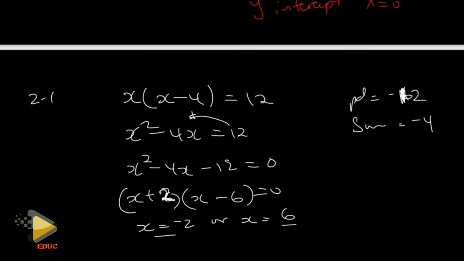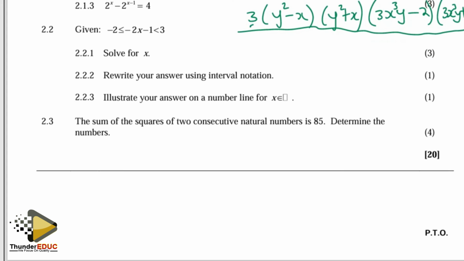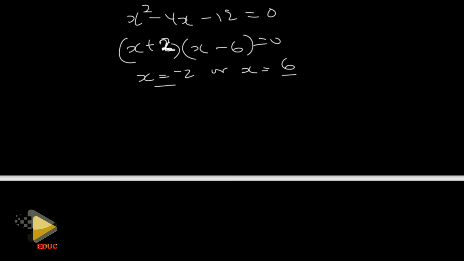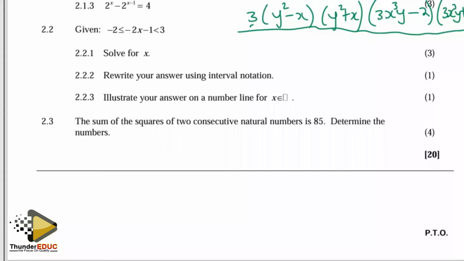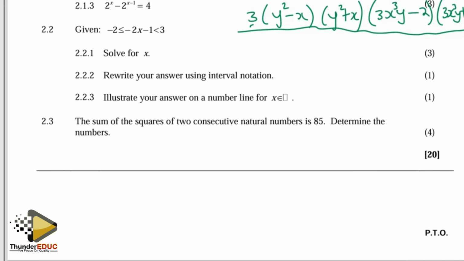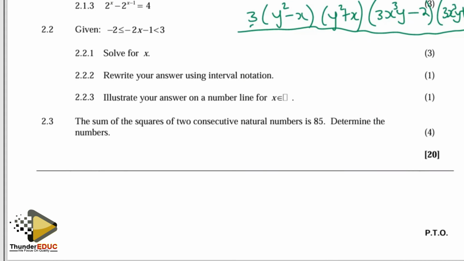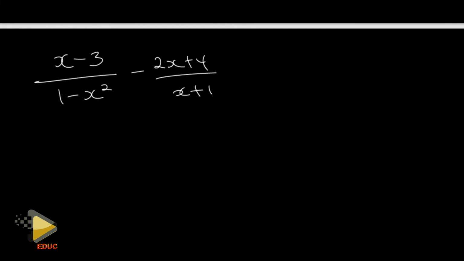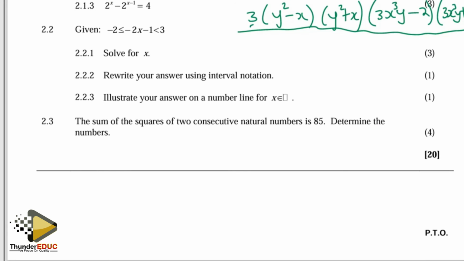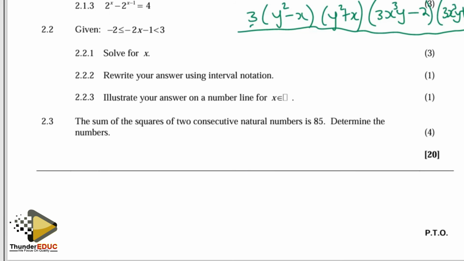That is 2.1. Then 2.1.2, we have fractions. We have fractions, okay? So x minus 3, I'll put it this side. We have x minus 3 over 1 minus x squared, minus 2x plus 4 over x plus 1. Okay, this is equal to minus 2x over x minus 1. So that is the question.